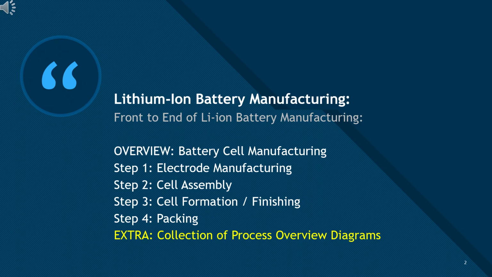We have now reached the final section of this training, the extra collection of process overview diagrams. In this section, we will examine various diagrams from different sources that illustrate the lithium-ion battery manufacturing process. While each diagram may look slightly different, they all represent the same core sequence of steps, with only minor variations in detail. By reviewing these different perspectives, we can enhance our overall understanding of the manufacturing flow and appreciate how each stage connects within the broader context of battery production.